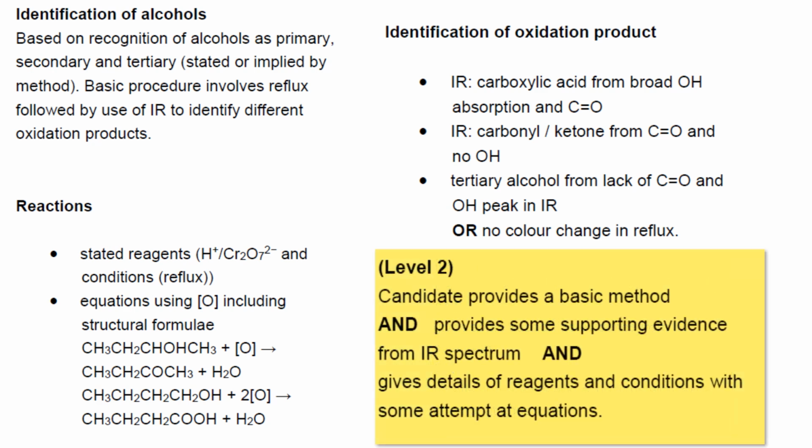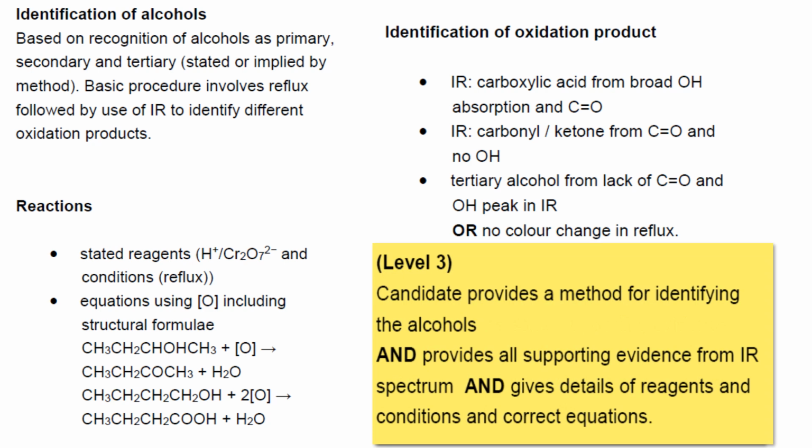Moving it up a bit to a slightly higher level of quality, there's a basic method, and there's some supporting evidence from IR, and there's some details of reagents and conditions with equations. But you can see the way the language reads, there's still a few things missing. A much better answer, which will get you 5 or 6 marks, would be a method for identifying the alcohols, all the supporting evidence from infrared, and correct details of reagents and conditions with the correct equations.